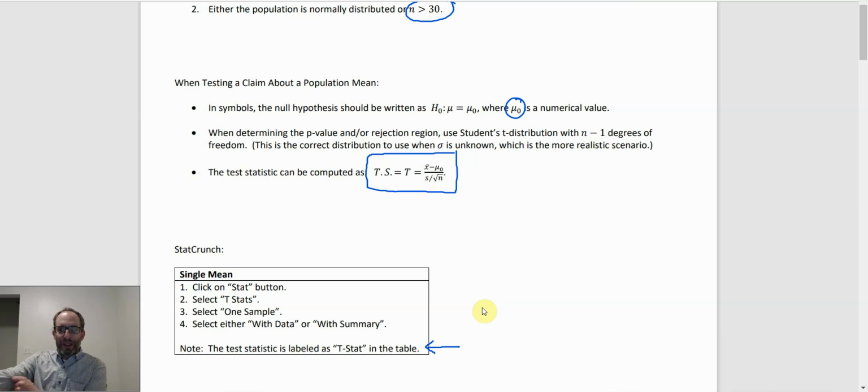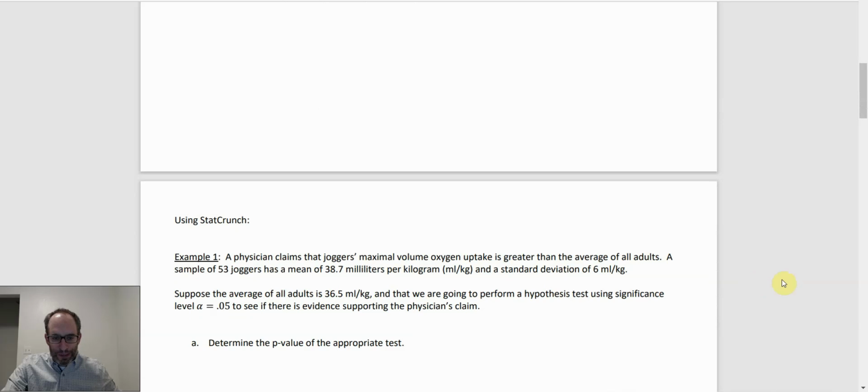So you wouldn't actually have to do the algebra to get the test statistic. You might have to figure out what the cutoff would be for the rejection region, but the test statistic, if you know where to look, you can make StatCrunch do it for you.